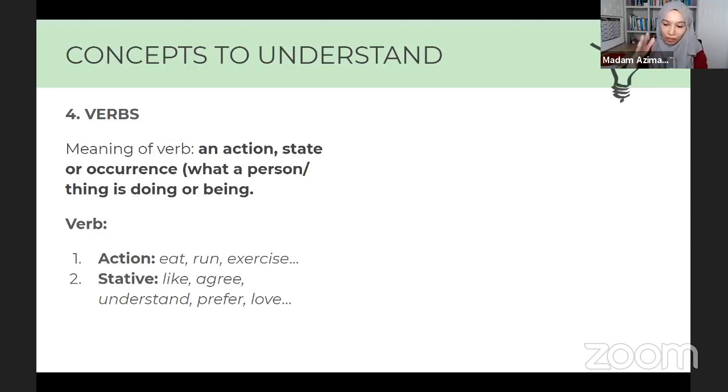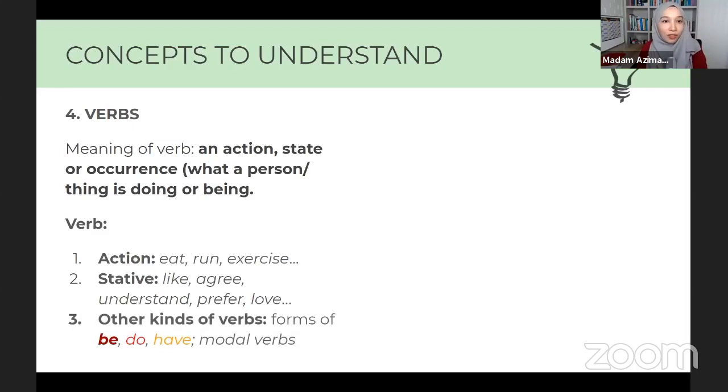Clear, everybody? So action, physical. Stative is not physical, non-physical, non-action. And then we have other kinds of verbs. I'm not going to go deep into all these meanings, but I'll just give you examples. We have forms of be, and then do, and then have, and then modal verbs, which I will break down later. I'll break down the other kinds of verbs, but not right now. But for you just to understand, verbs can be complicated if you don't know what a verb is. Okay, so that's concept 4, right?